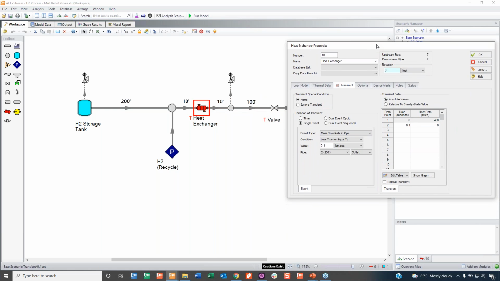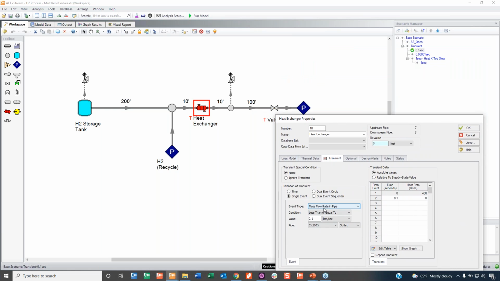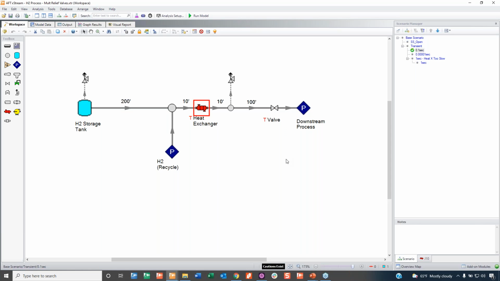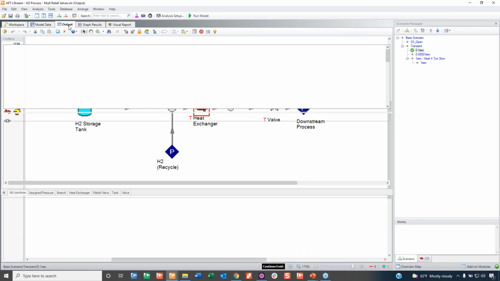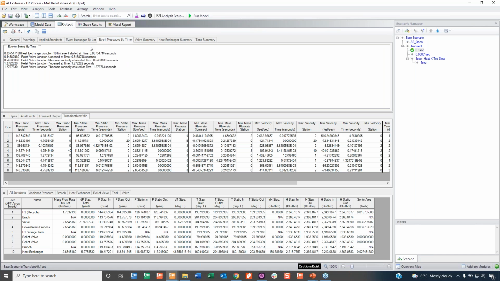And something really cool about xStream is you can get pretty intense with the control logic. If the mass flow rate is less than 0.1, I just considered that close to 0. Pipe 2 is this 100-foot pipe right here, the outlet. So the point is, when the mass flow into the valve is nearly 0, shut off the heat exchanger, part of the control system. Okay, so when we do that, the first question was, what relief valve is going to open first? After running the model, you can go to output and see event messages by time.